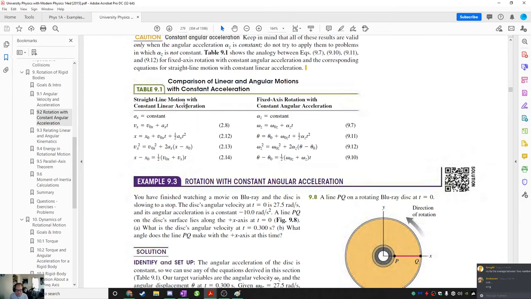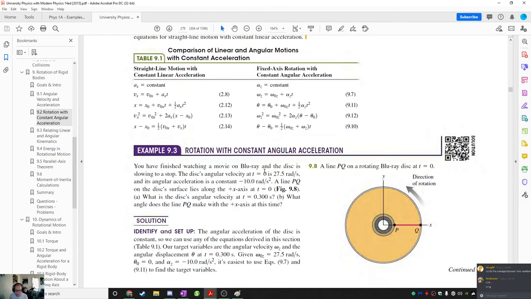I think it makes the equations kind of complicated looking, but these are all the same equations we just derived. These are the equations we derived back in chapter 2. You can see that they're pretty much identical to each other with just x replaced with theta, v replaced with omega, and a replaced with alpha. And of course, there is no rotational version of time. Time is just time. It doesn't really change. Okay. All right, so here's the problem we want to do.